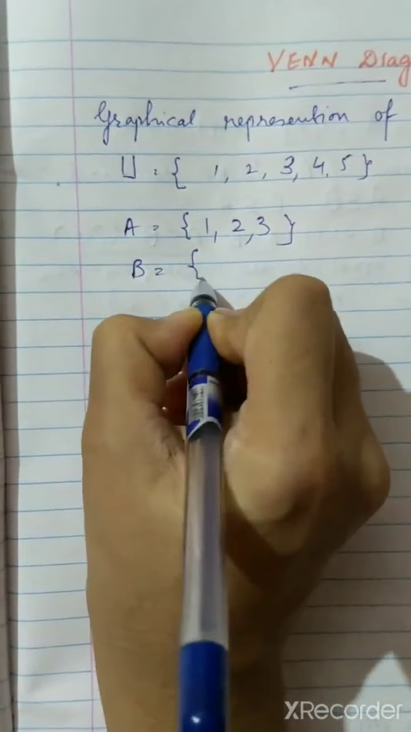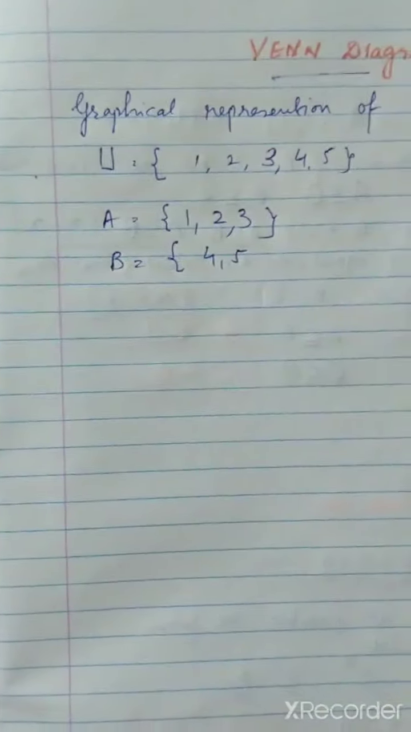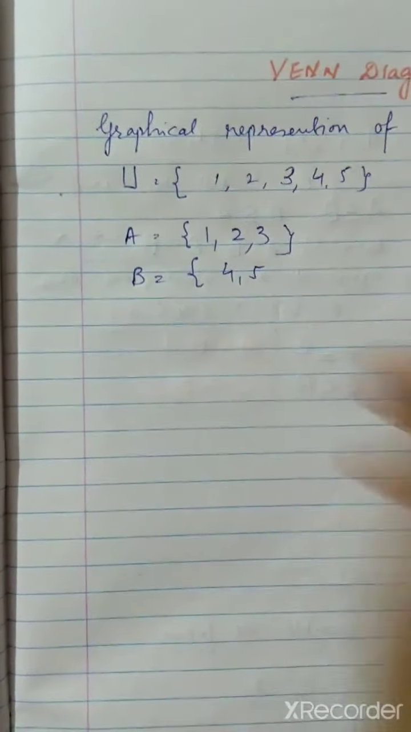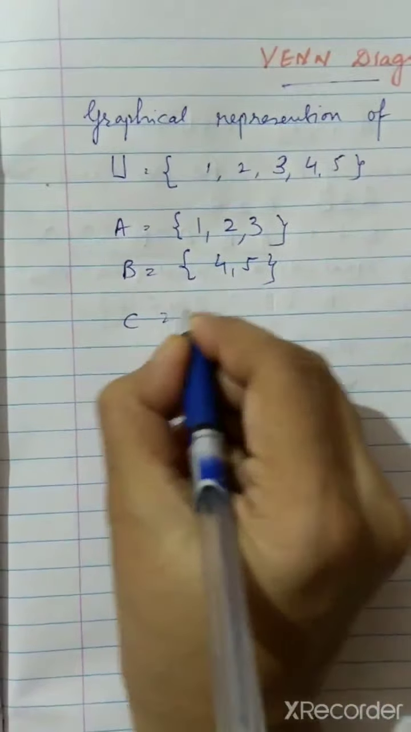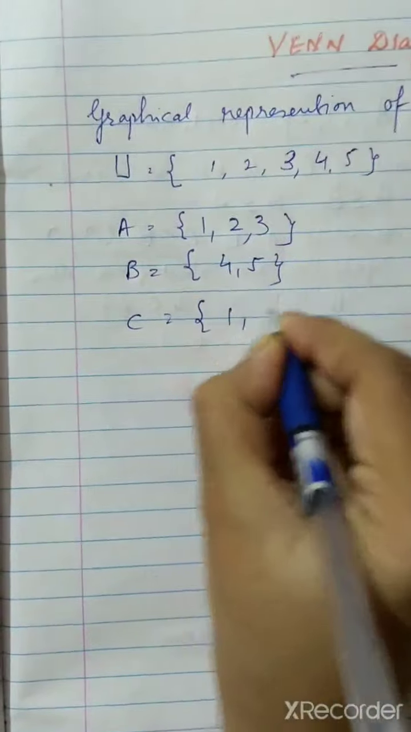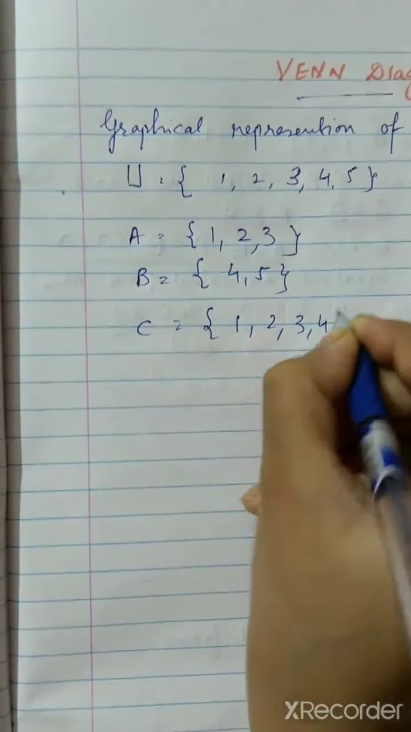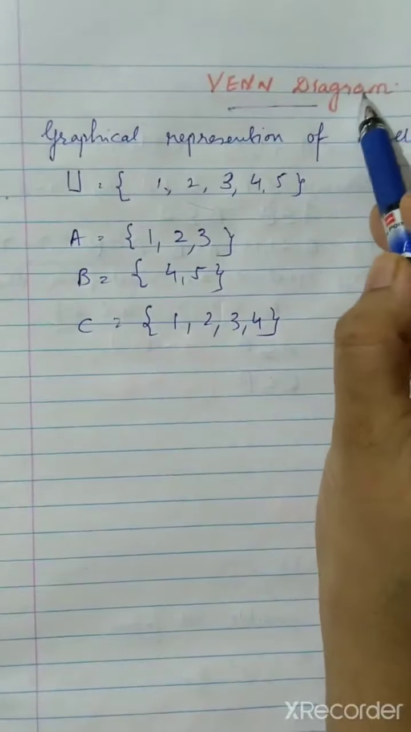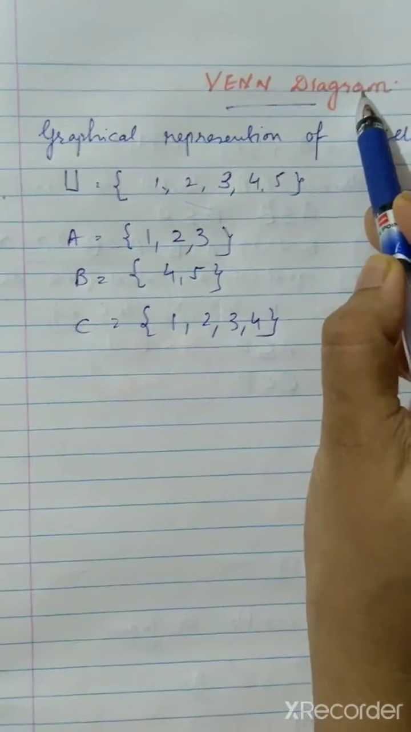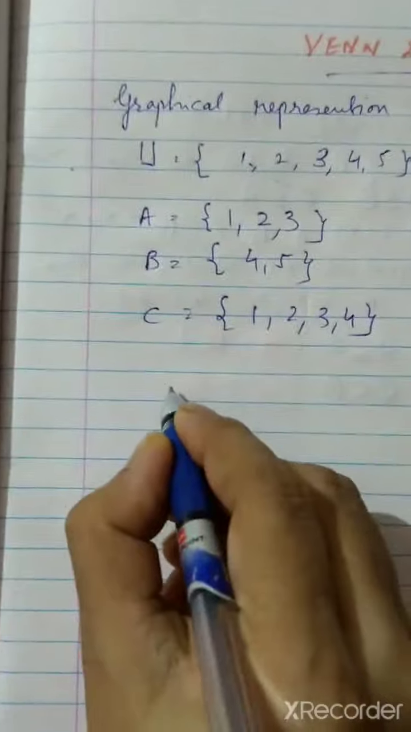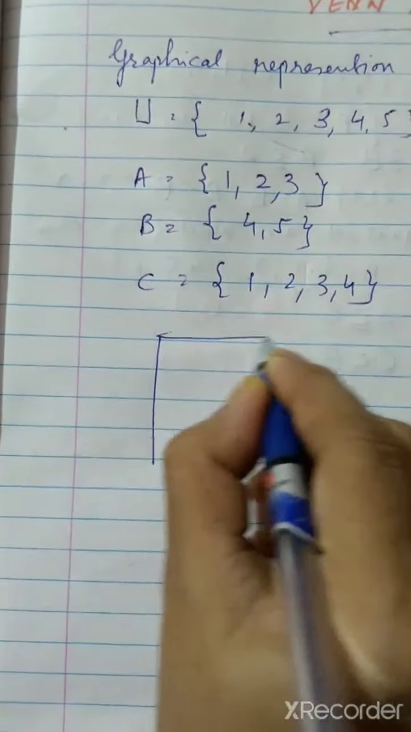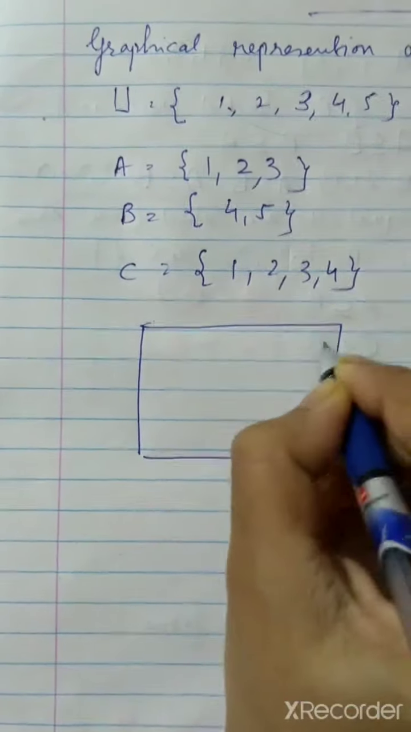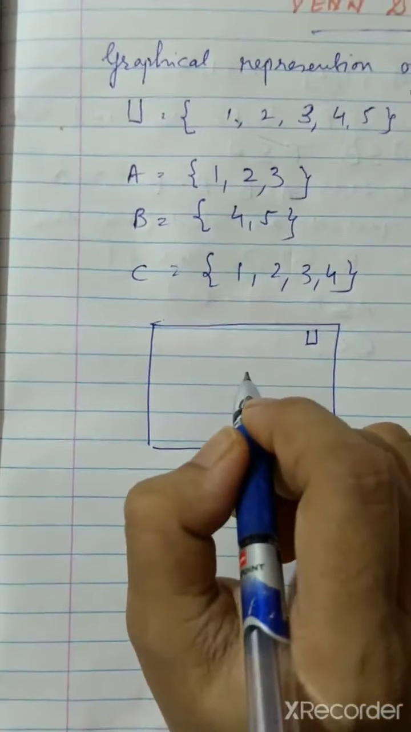B as 4, 5. And C as 1, 2, 3, 4. Okay, so how are we going to represent these sets? By Venn diagram. The universal set will be represented by a square. So this is nothing but the universal set.